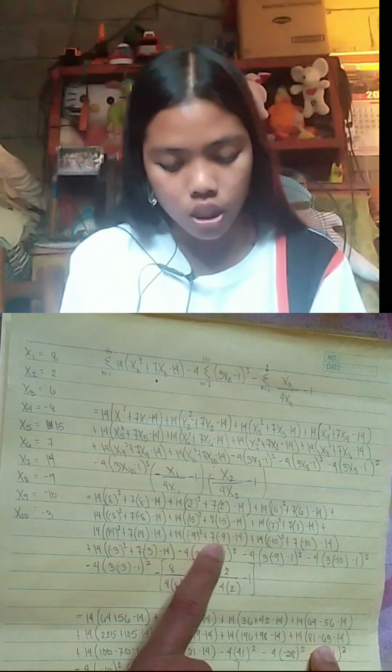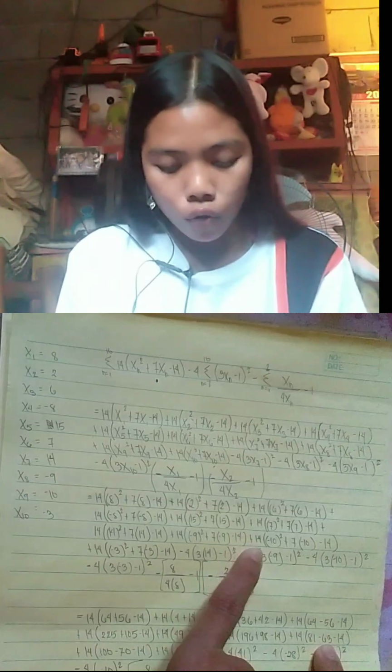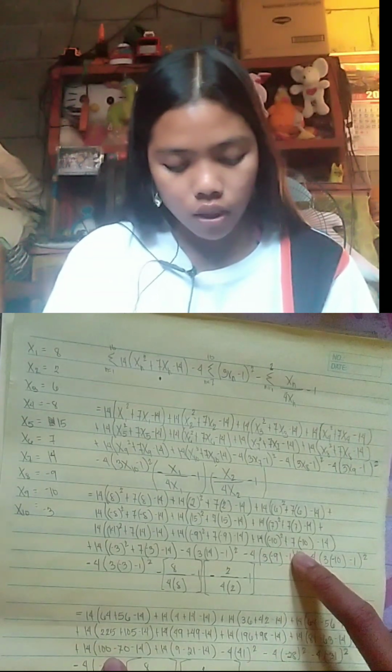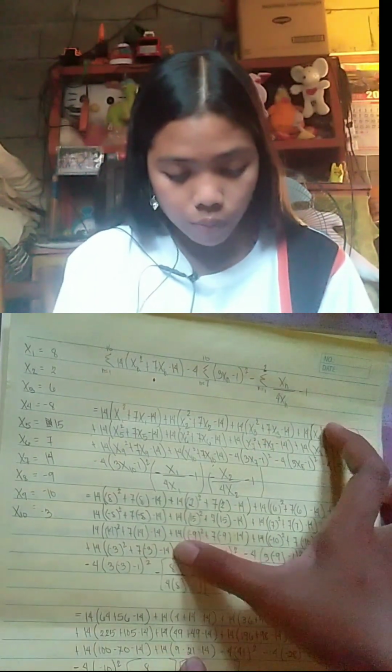The square of negative 9 is 81. 7 times negative 9 is also negative 63, minus 14 plus 14. The square of negative 10 is 100. 7 times negative 10 is negative 70, minus 14 plus 14. The square of negative 3 is 9. 7 times negative 3 is equal to negative 21, minus 14 plus 14.